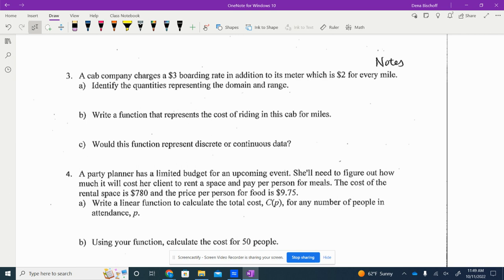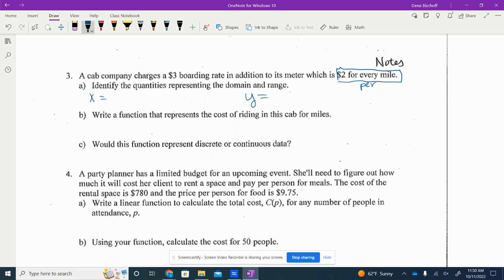A cab charges a boarding rate in addition to the meter, which charges $2 for every mile, which is very expensive. Identify the quantities that represent the domain and the range. So this is like saying $2 per mile. For every is the same thing as per. So what number represents the x? Like the x value is going to be what? And the y value is going to be what?